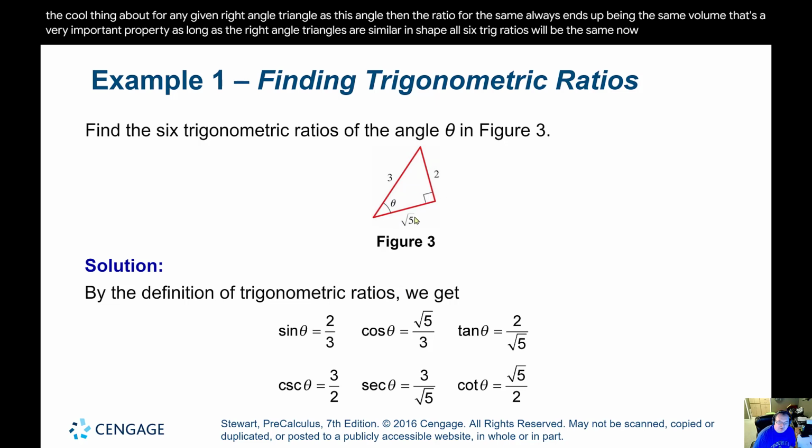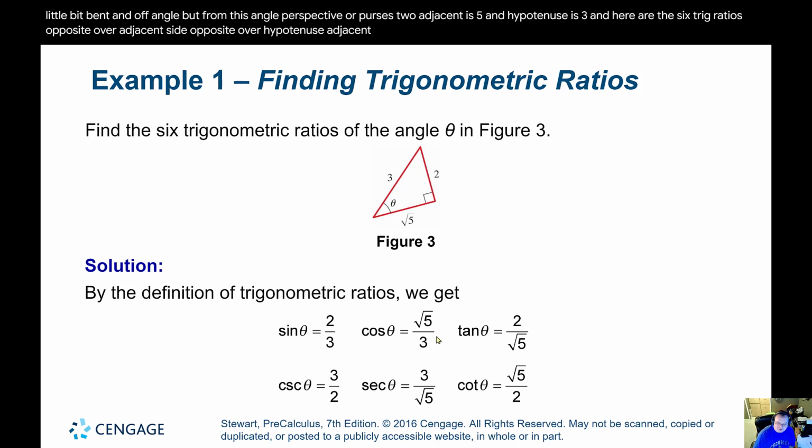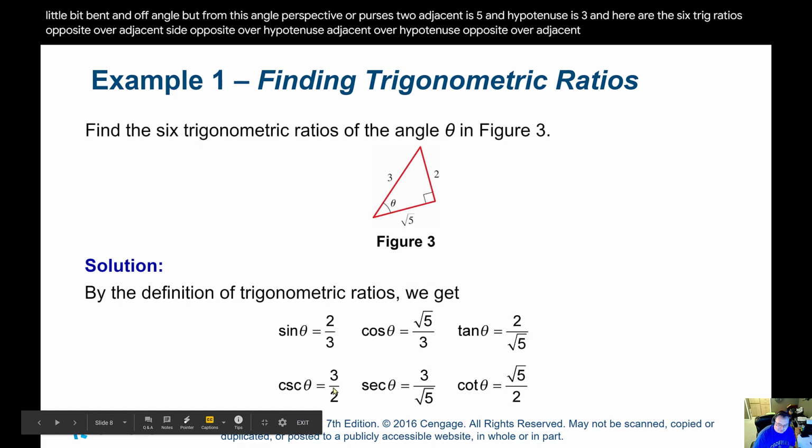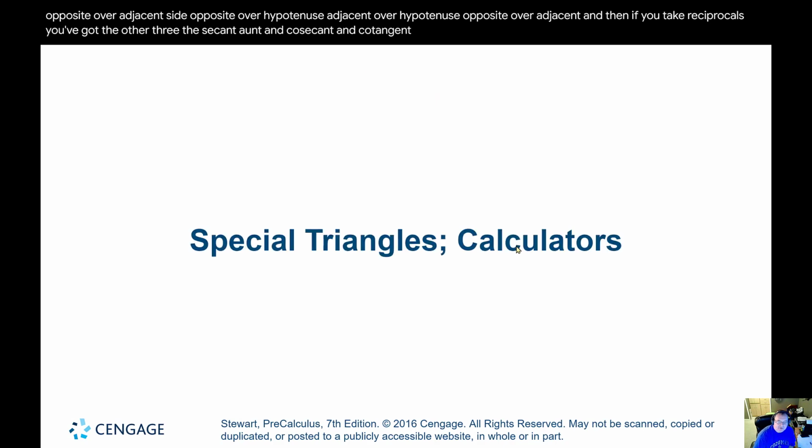Now let's look at this one, a little bit bent and off angle, but from this angle's perspective, opposite is 2, adjacent is √5, and hypotenuse is 3. And here are the 6 trig ratios. Opposite over adjacent, opposite over hypotenuse, adjacent over hypotenuse, opposite over adjacent. And then if you take reciprocals, you've got the other 3, the secant and the cosecant and the cotangent.